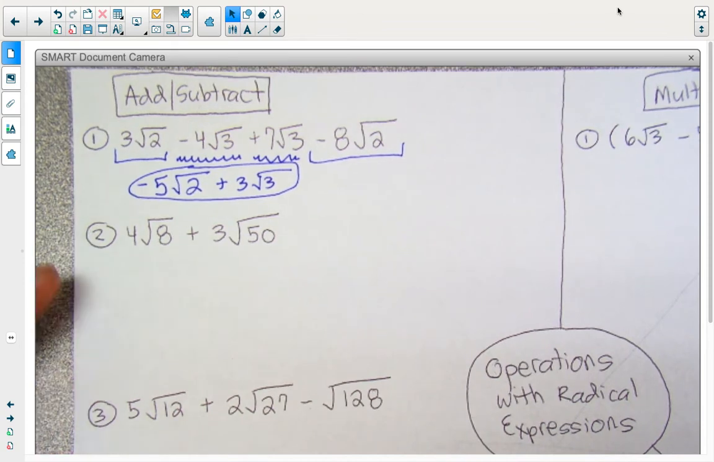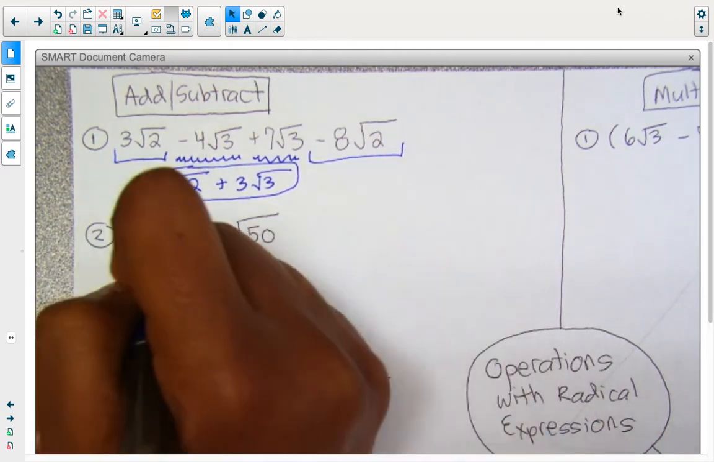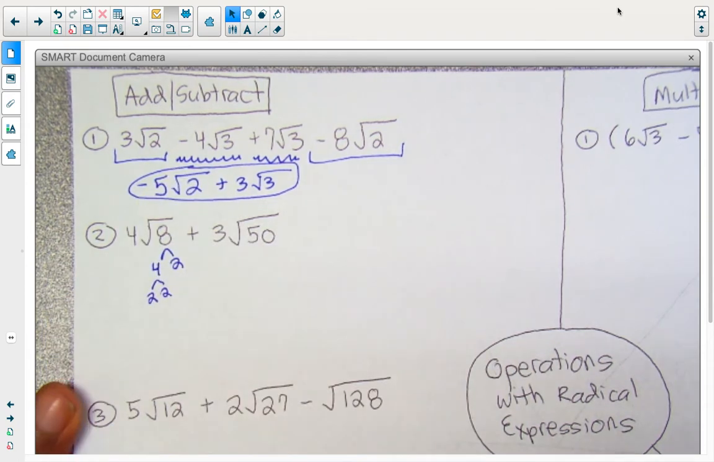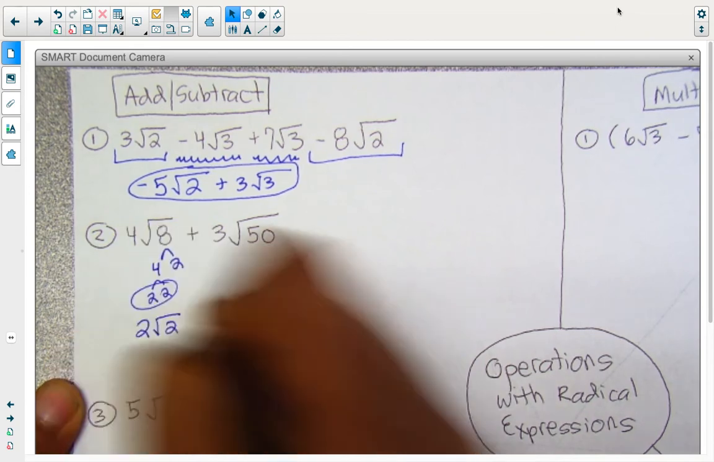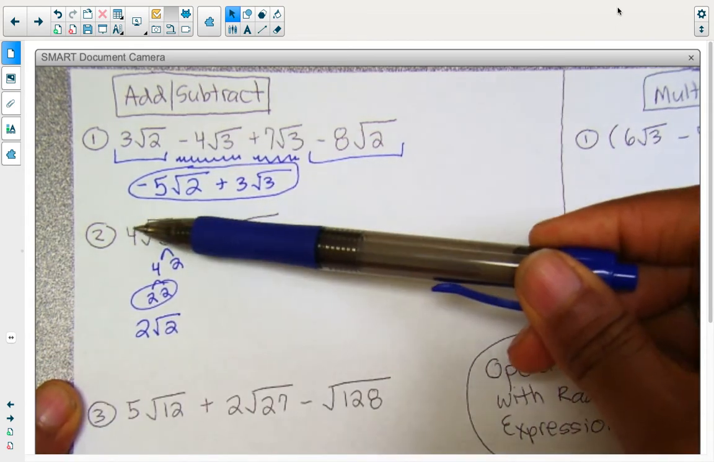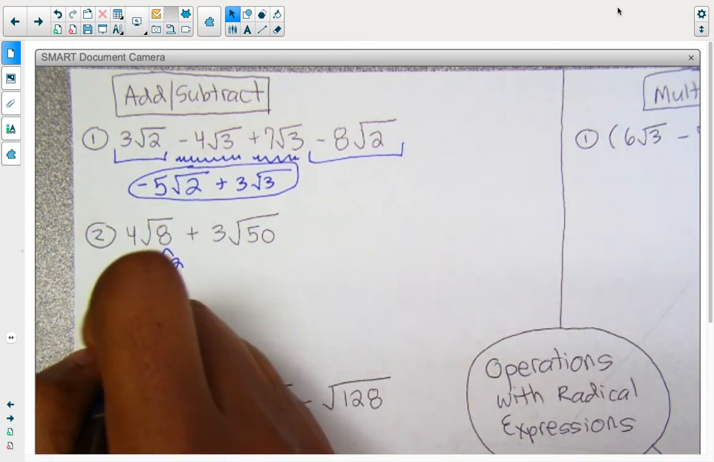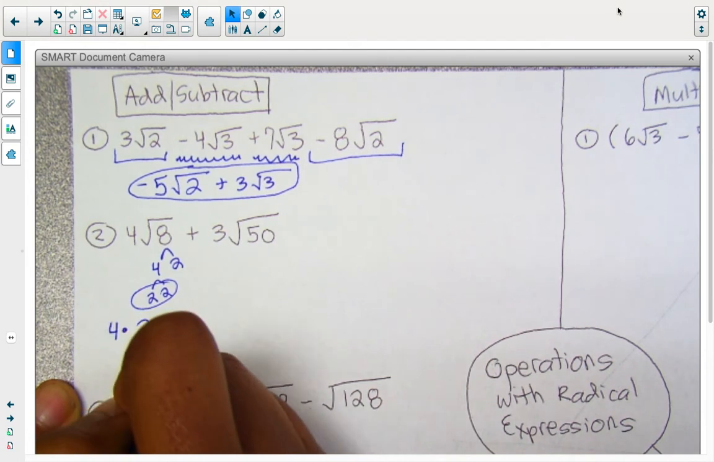Now we are going to look at two examples, however, where what if the inside numbers are not the same? Then we're going to want to do a factor tree like we've done before, and we're going to want to simplify our answer. So the square root of 8, I can break that down. This is 4 and 2. This is 2 and 2. So the square root of 8 is written as 2 square roots of 2. And I have this 4 that's on the outside that we can't forget about. So that 4 is going to come straight down. So now this gives me 8 square roots of 2.